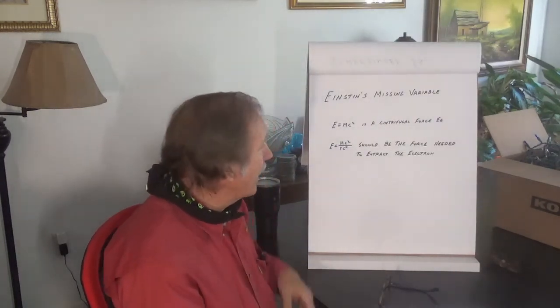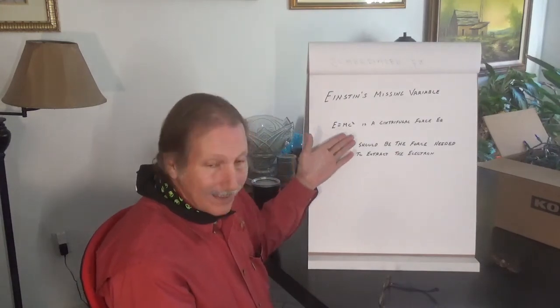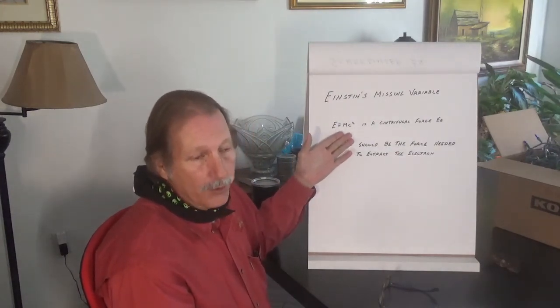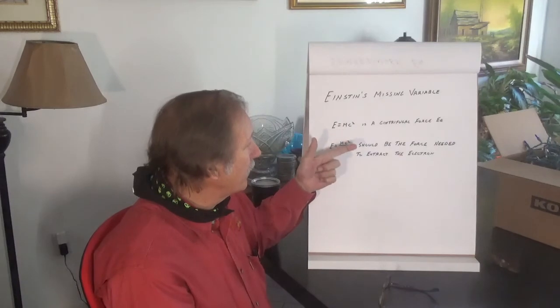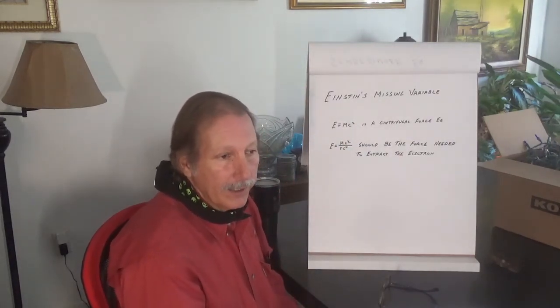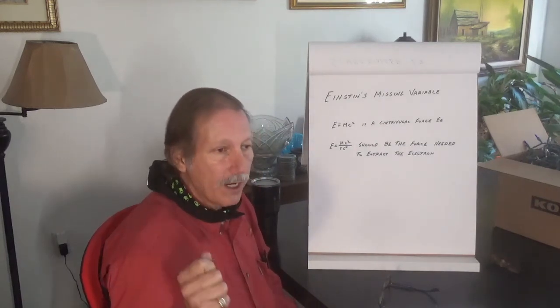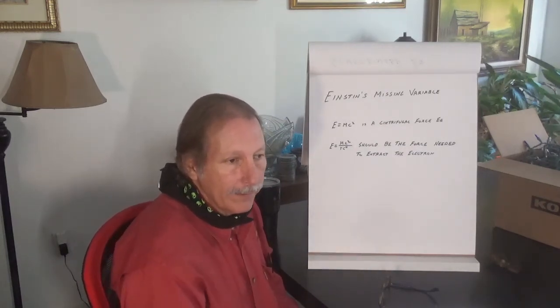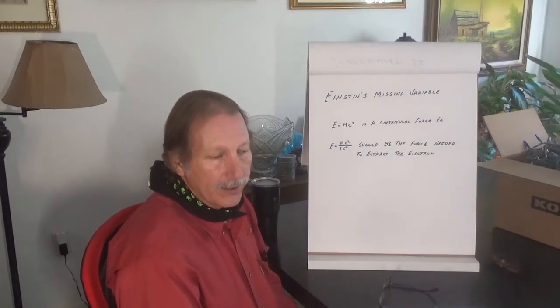It's really tied to Einstein's missing variable. Einstein's equation is a centrifugal force equation. The missing variable is the denominator. The denominator represents the energy required to extract that electron from the orbit around the nucleus of the atom.